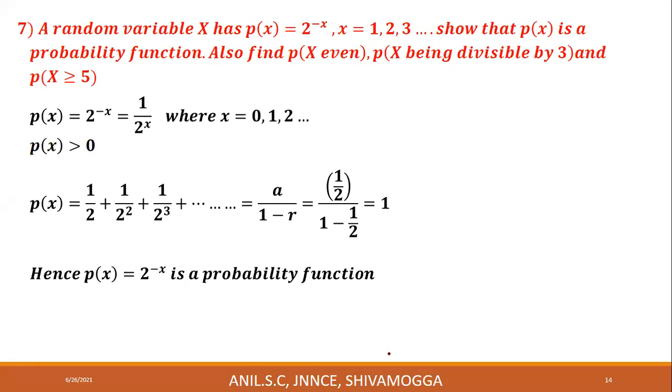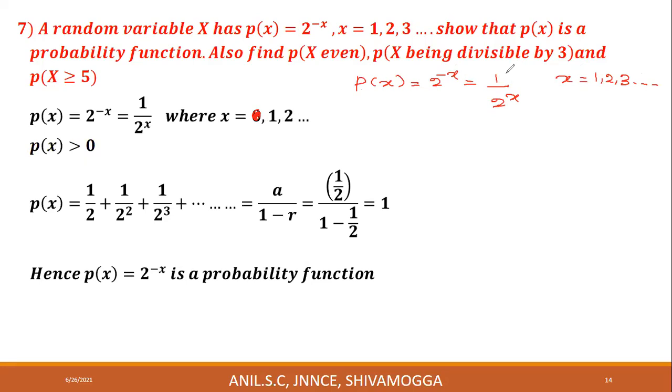First prove that p of x is a probability function. How is this p of x defined? P of x is equal to 2 power minus x, that can also be written as 1 over 2 power x, where x takes values 1, 2, 3 and it continues. X takes values from 1, 2, 3, etc. For all values of x, p of x is greater than 0.